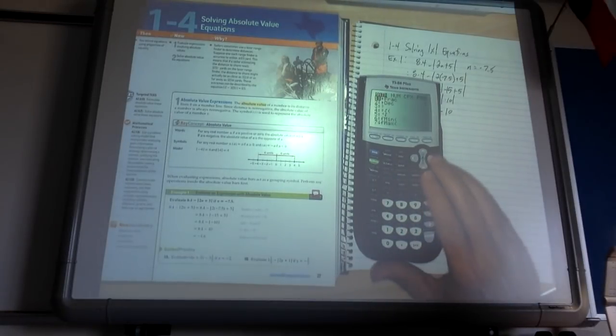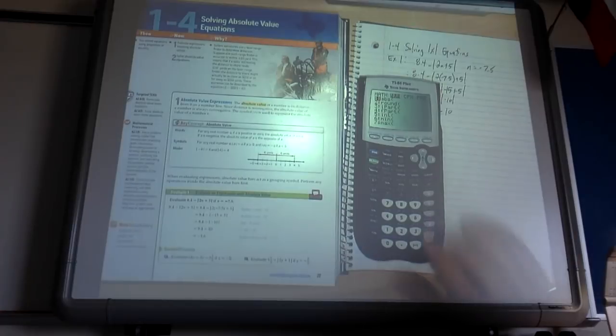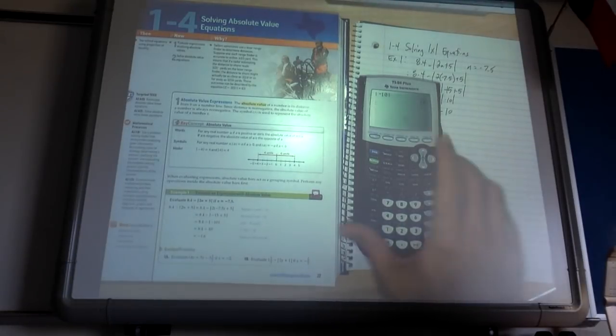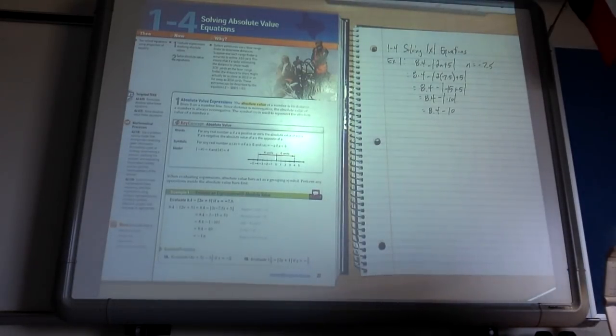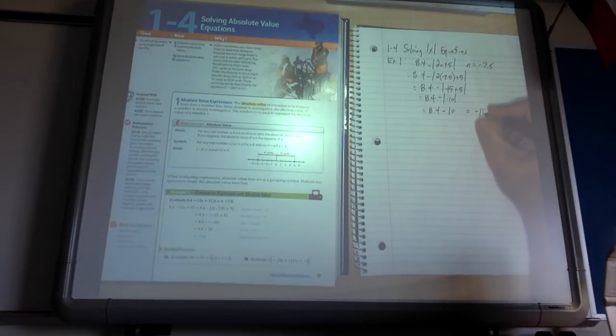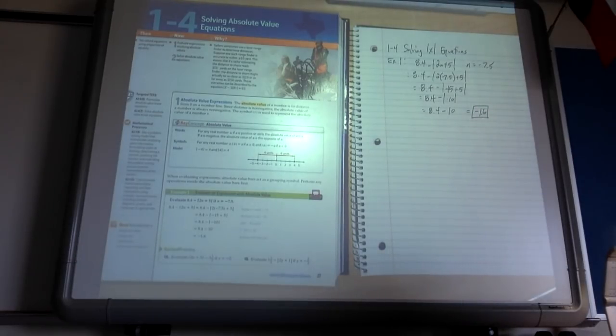Hit math, arrow over to numeric or NUM, pick the first thing. That's absolute value. Put negative 10 in there, hit enter, and it will tell you that negative 10 is 10 units away. There can be a lot of minus signs and stuff, so be careful in this problem. The only thing left to do here is to go ahead and subtract these. 8.4 minus 10 leaves us negative 1.6. There is the absolute value evaluation. So we had an expression with an absolute value. We plugged in negative 7.5 for n, and we ended up getting the value.